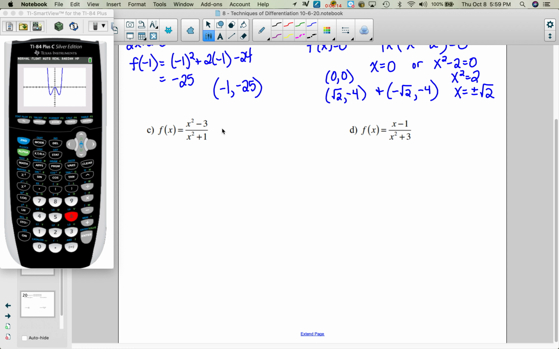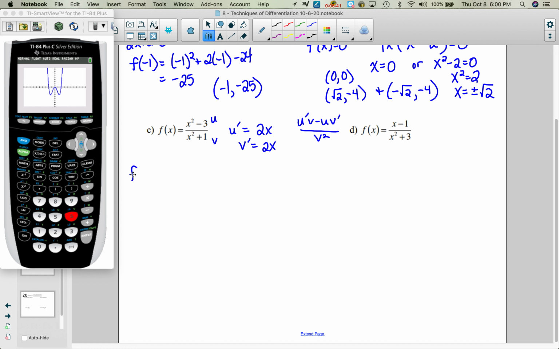Okay, same thing on the next one. So we're trying to find the horizontal tangent, so we need to know where the derivative is 0. So we need to find the derivative. However, we've got to use the quotient rule. So I'm using this is u and this is v. So u prime is 2x and v prime is also 2x. So remember the quotient rule, u prime v minus u v prime all over v squared.